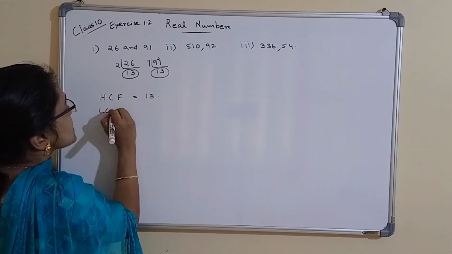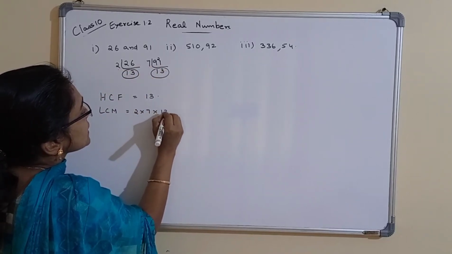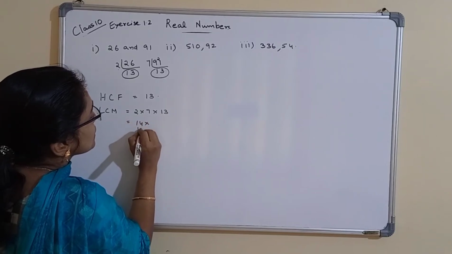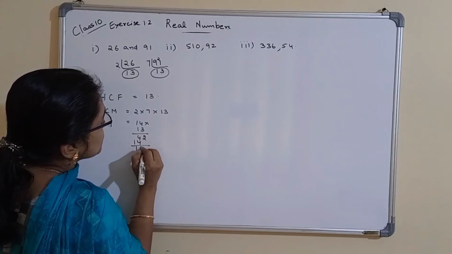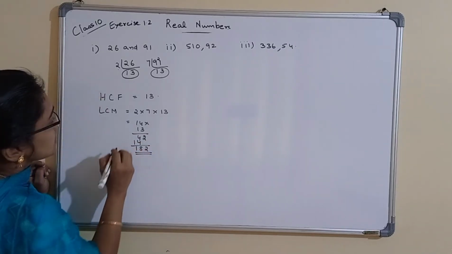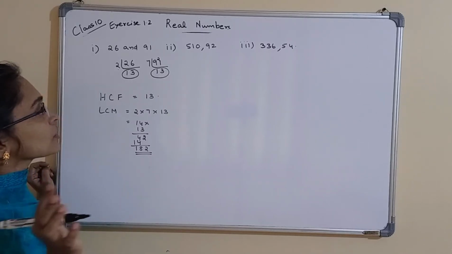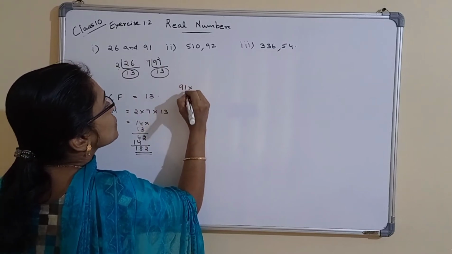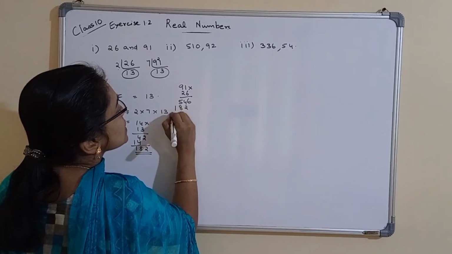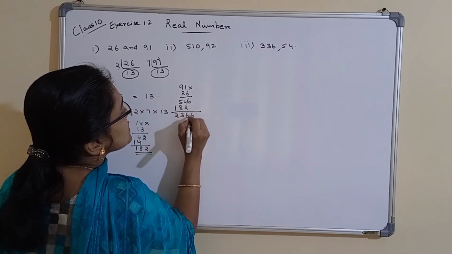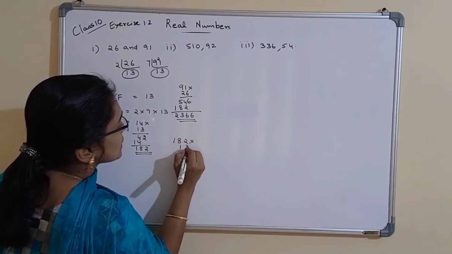And what is the LCM? LCM is equal to 2 into 7 into 13, which is equal to 14 into 13, and it is equal to 182. This is the LCM. Now we can verify whether HCF into LCM is equal to product of the numbers. 91 into 26 is 6 9s are 54, 182. So we will get 2366. And what is LCM into HCF? 182 into 13.